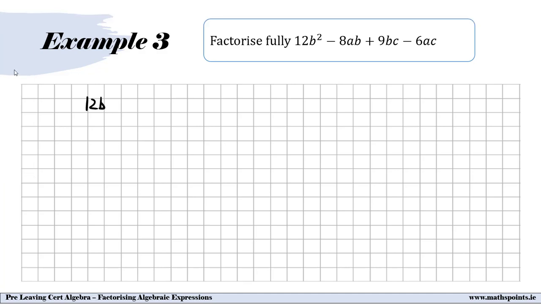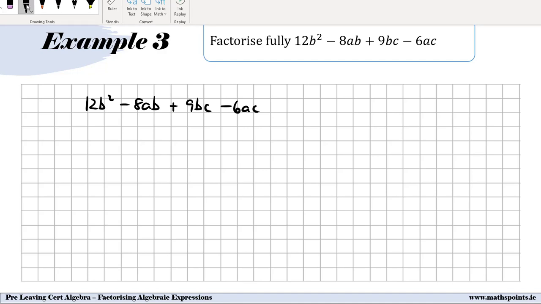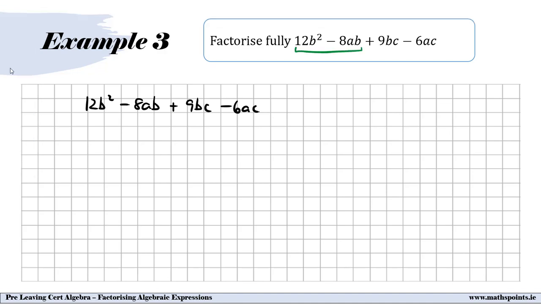We have 12b squared minus 8ab plus 9bc minus 6ac. Now, to test whether this is a grouping question, I'm just going to see, is there any common factor in the first 2 terms? I can see that the number 4 goes into both 12 and 8, and b goes into both b squared and b. And in the second 2 terms, I can see that 3 would go into both 9 and 6, and c would go into both 9bc and minus 6ac. So this is a factor by grouping question.